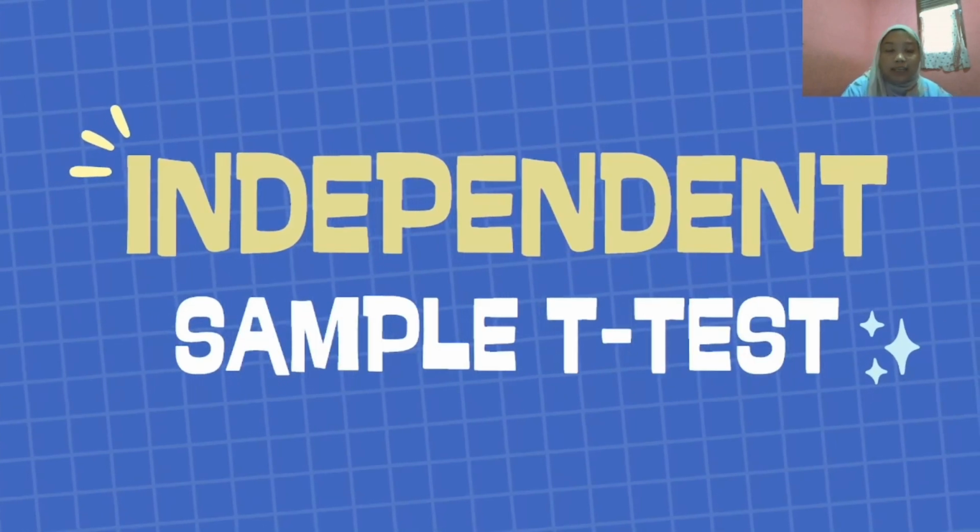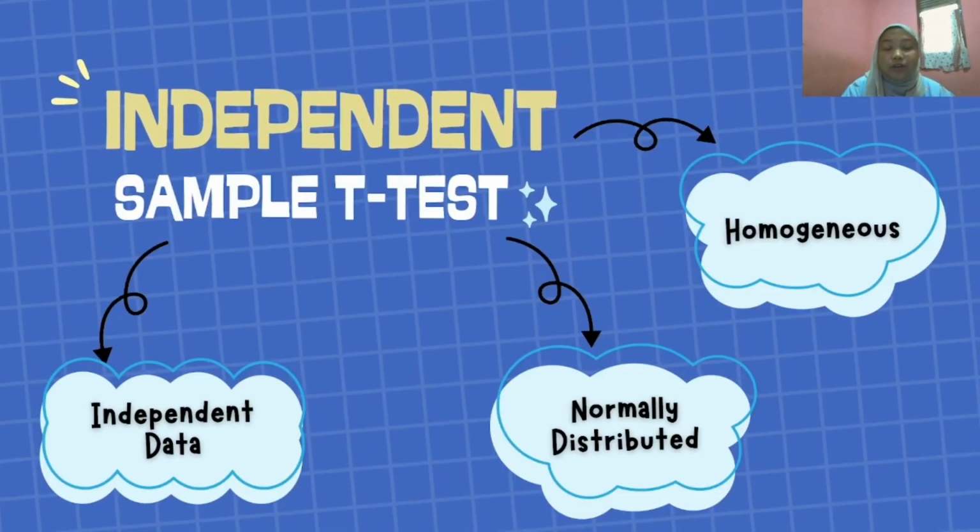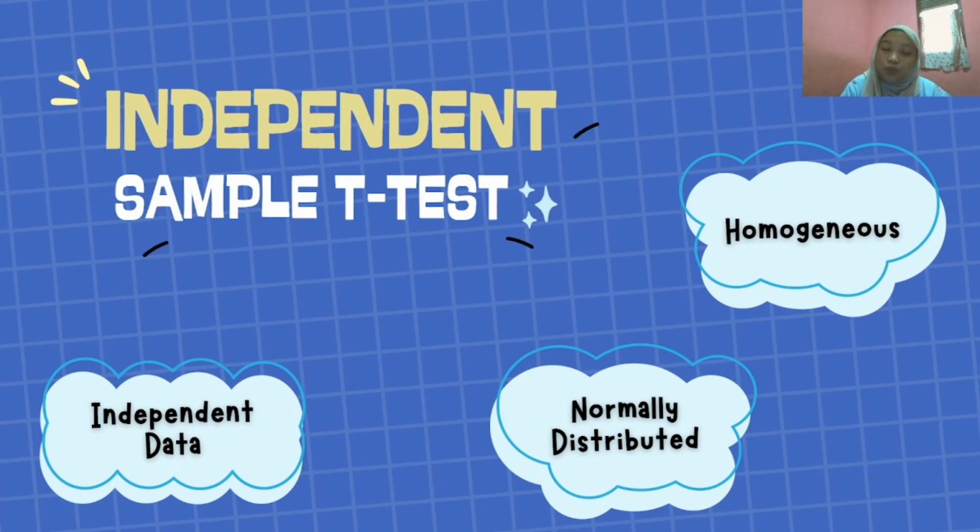Next is the independent sample t-test. So guys, the independent sample t-test is used to determine whether there is a significant difference between two groups on a particular variable. In the independent sample t-test, there are several assumptions or conditions that should be fulfilled before we analyze. The first one is independent data: the data that we want to analyze should be independent. The second one is that the data should be normally distributed. And the last one is that the data should be homogeneous, meaning the variance of the data should be the same or nearly equal.